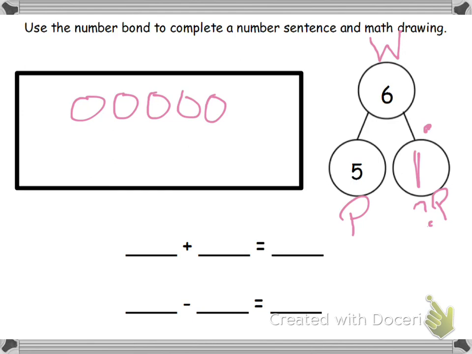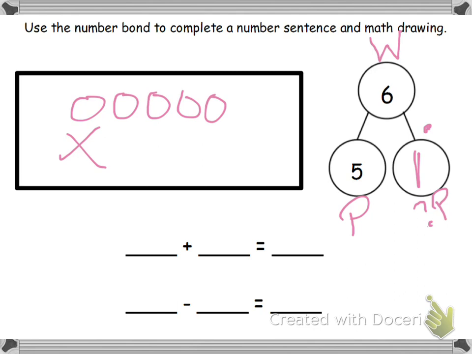So now we had 5, and just like how we counted on with our number bond, we can count on again, and we can keep on adding x's until we get to our whole, which is 6. So we have 5, 6. Alright, so now we can see that we have 1 x, which we know would be our other part.